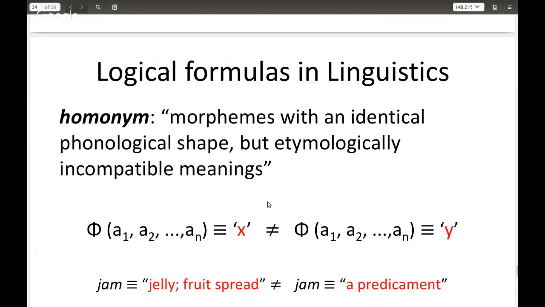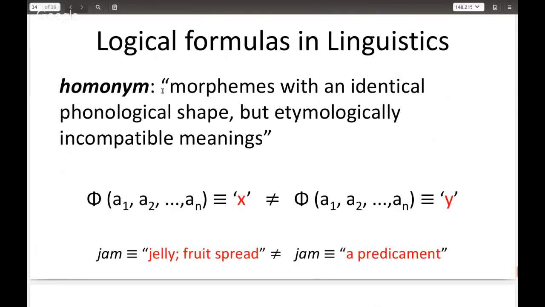Same thing with a homonym. So a homonym deals with morphemes with an identical phonological shape, but etymologically incompatible meanings. So using almost the same thing as before, but a little differently, we're saying that this word here and this word here have the same shape. So notice that in both of these, what's in the brackets or parentheses are the same phonemes. So for our purposes here, these are going to represent phonemes.